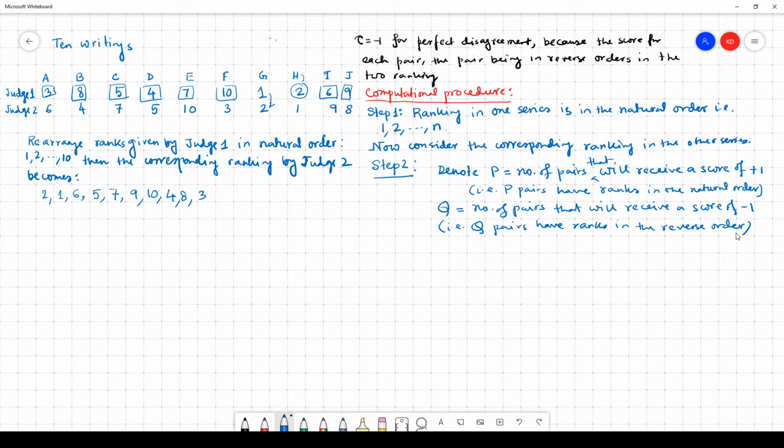So now your task is, please tell me for this example what is the value of P and what is the value of Q? Please tell me quickly.